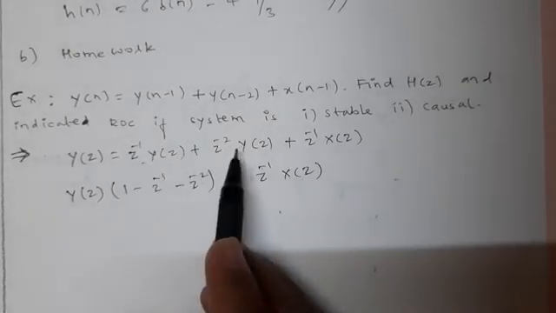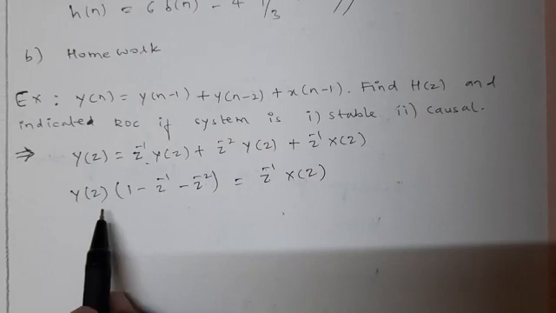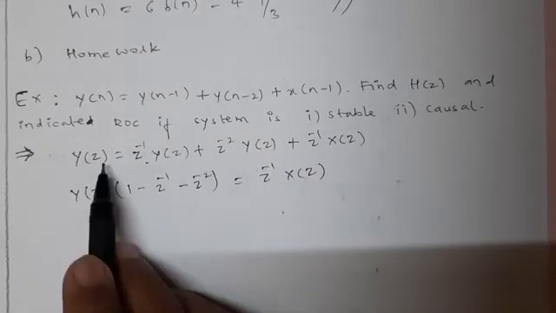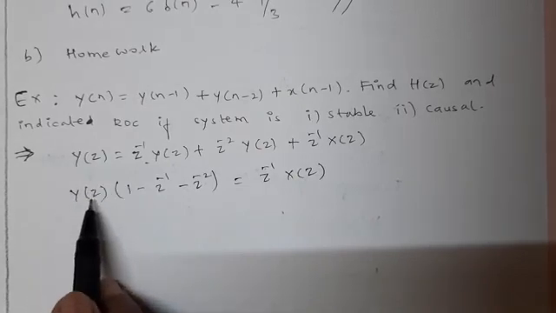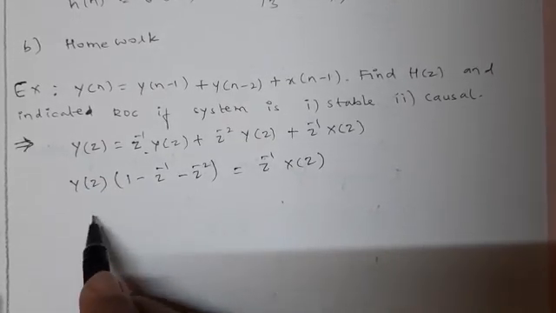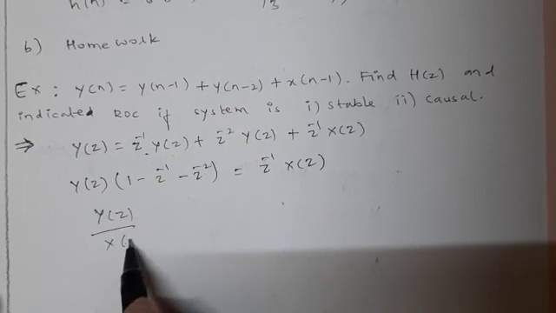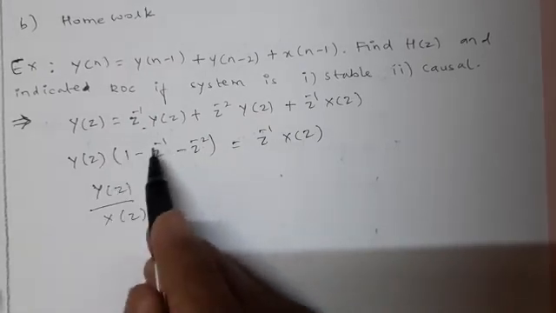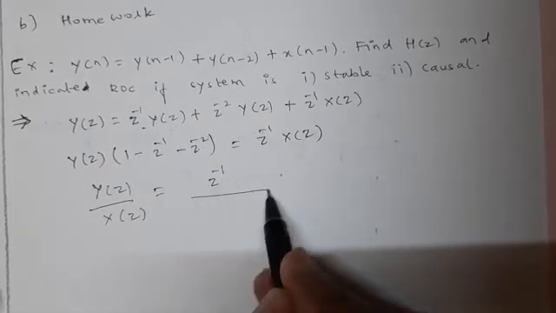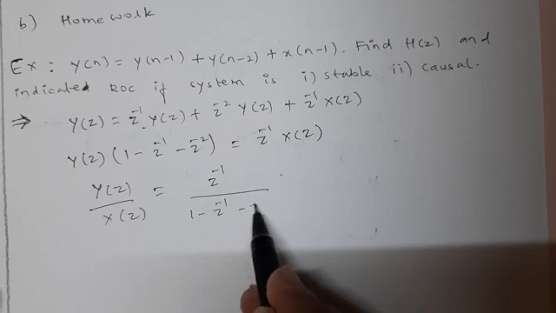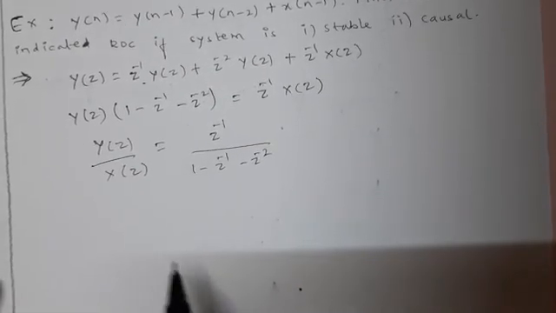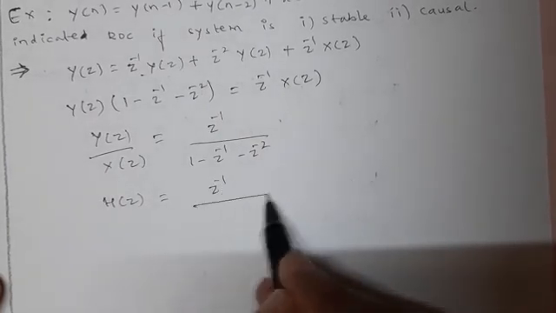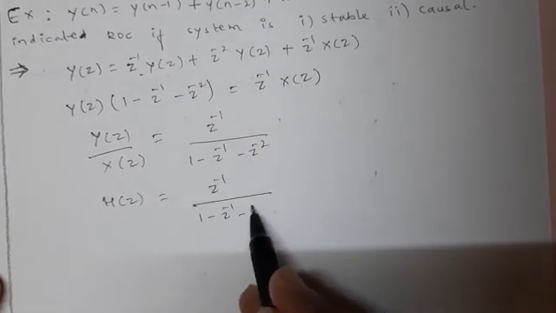I have taken this on the left side, minus z inverse Y of z minus z to the power minus 2 Y of z, then I have taken Y of z common. We are left with Y of z by X of z, which is equal to, shift this X of z here, z inverse divided by 1 minus z inverse minus z power minus 2. Or this is H of z equal to z inverse divided by 1 minus z inverse minus z power minus 2.